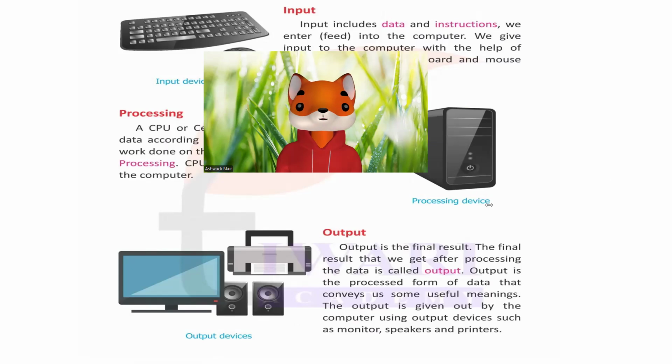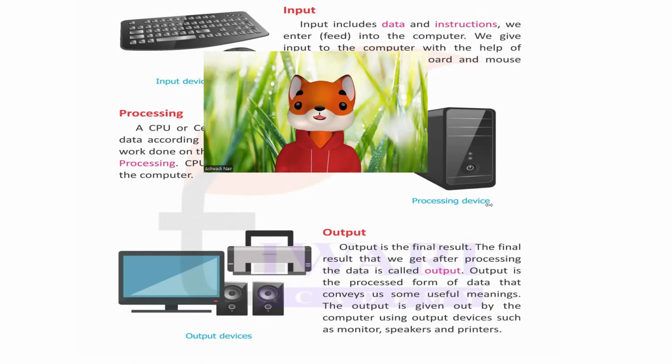Now, what is output? Output is the final result. The final result that we get after processing the data is called output. See, we enter the data, the CPU is processing the data. So where will it get displayed? It will get displayed on our monitor screen. It's like a TV screen only. We call it a monitor screen.